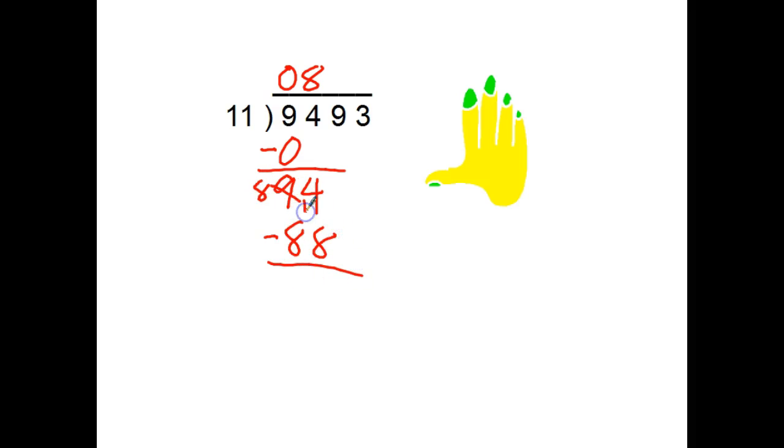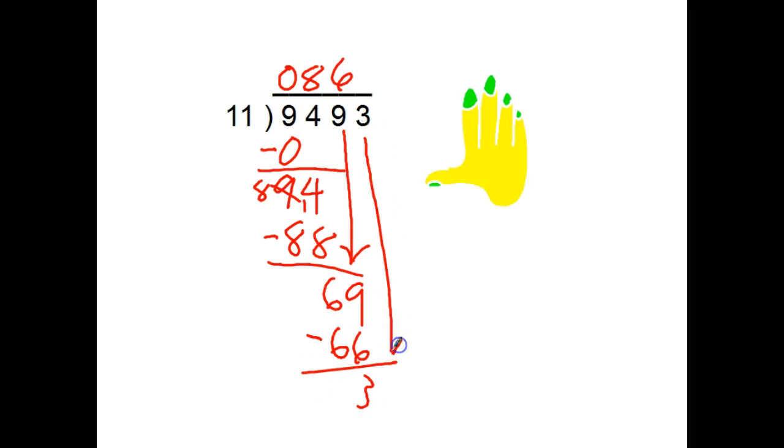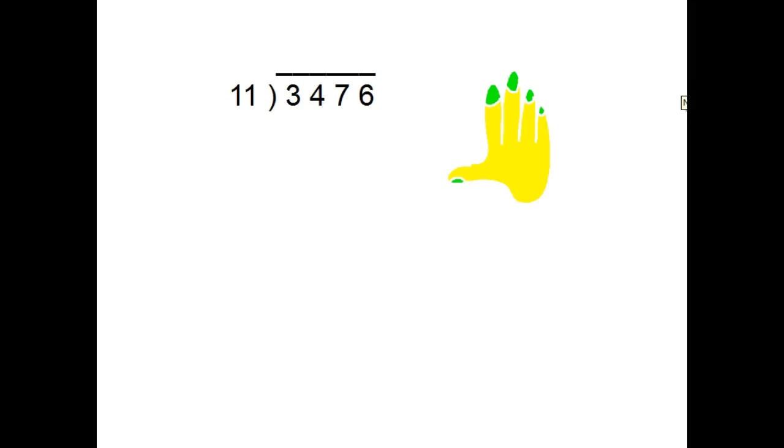I subtract, I get a 6. Bring down my 9. How many 11s in 69? Well, I know my answer is going to be 66, so that was 11 times 6. When I subtract, I get a 3. Bring down this 3. How many 11s in 33? 3 of them. And I would have nothing left for my remainder. So 9,493 divided by 11 is 863. Let's try another one with 11s. Or you try it.